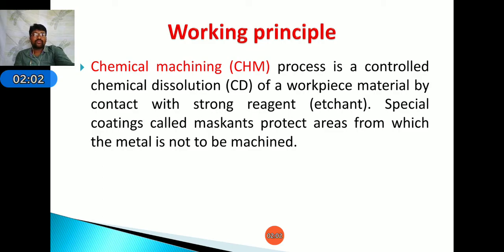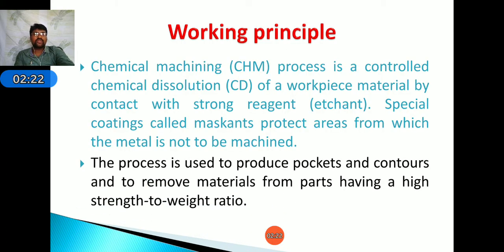Suppose at some points the workpiece cannot be machined. On those surfaces, we use maskants to protect the workpiece from the etchant. The process is used to produce pockets and contours, and to remove material from parts having a high strength to weight ratio that cannot be machined by conventional machining processes.